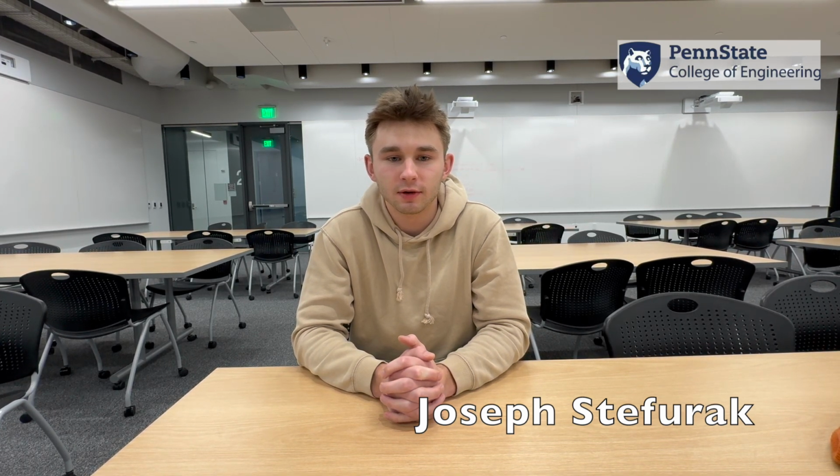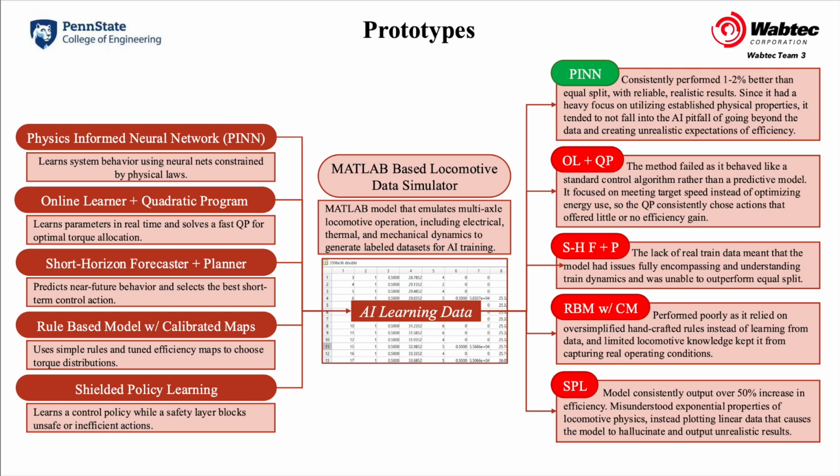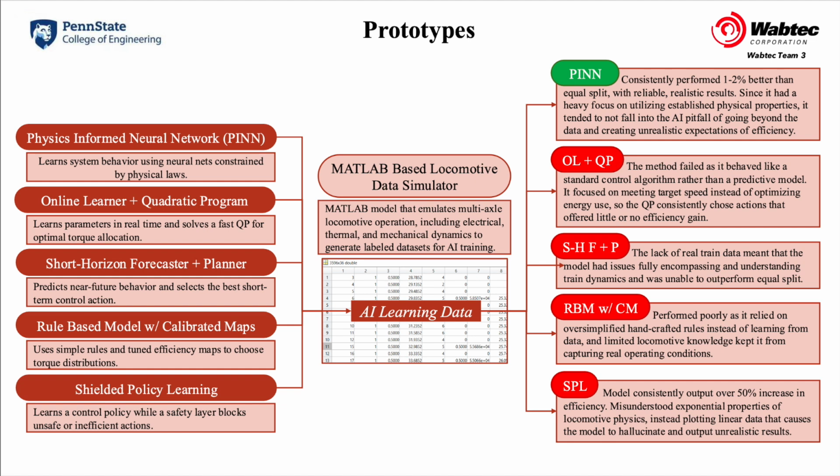On top of the simulator, we tested 5 decision-making approaches. First, a physics-informed neural network, where a neural network is trained with the motor physics built into its objective, so it learns patterns that still obey basic electrical and thermal laws. Secondly, a small online learner plus a constrained optimizer, which regularly updates its estimates of each motor's lossiness, then solves a small optimization problem to choose the least loss power split while matching the engineer's total command.